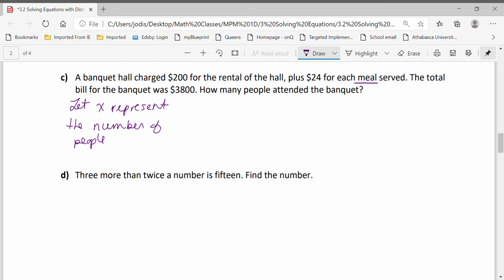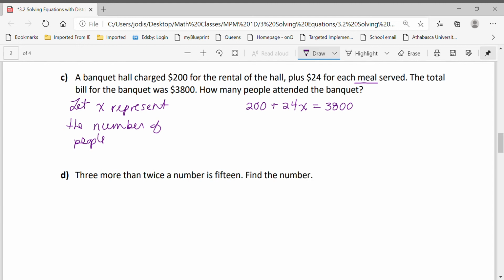So if we're writing our equation here, we know the banquet hall charged $200 for the rental. So we had this $200 cost. That's just for 0 people to show up. It costs you $200. But then you have to add $24 for every meal that's eaten. So that's our X, right? We have to figure out how many people are eating. And we know that the total cost was $3,800.